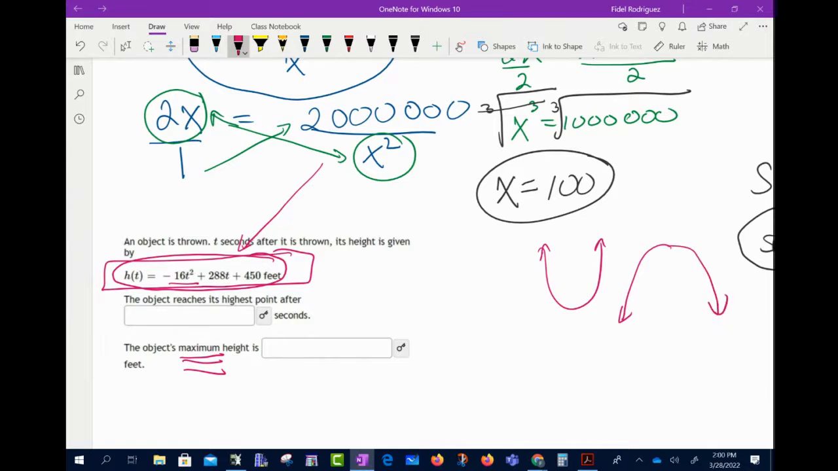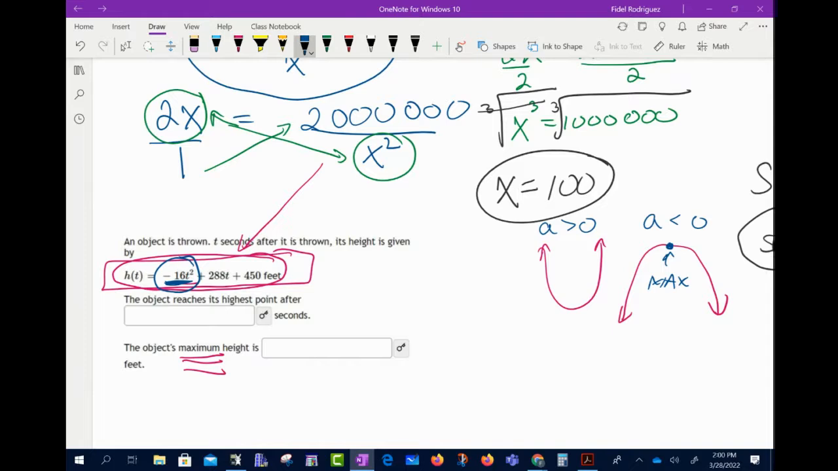Now, y'all, anytime the leading coefficient, remember what the leading coefficient is? The leading coefficient is the number in front of the leading term. The leading term is the one that has the highest exponent. It's not always the one that's written in front, but it's always the one with the highest exponent. Since the highest exponent is 2, the leading coefficient is negative 16. If that leading coefficient is negative, my graph opens down, and if my leading coefficient is positive, my graph opens up. So if the graph opens down, do y'all agree that this point here would be the maximum, right?